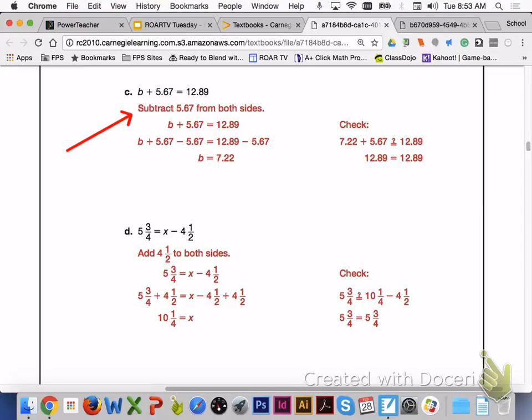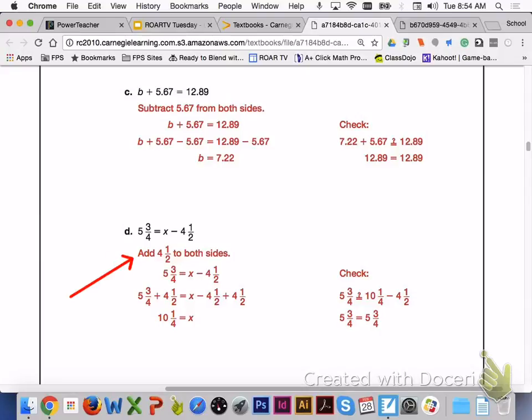For letter C, your inverse operation is subtraction. You are subtracting 5 and 67/100ths from both sides. Your solution is 7 and 22/100ths. When you check your work, 12 and 89/100ths is equal to 12 and 89/100ths, so your solution is correct.